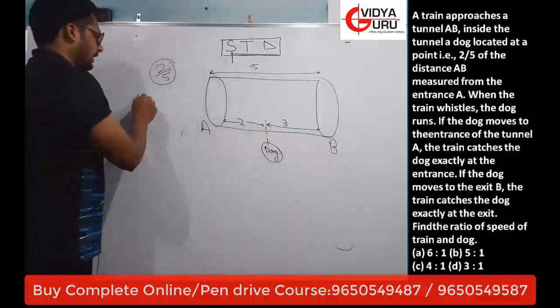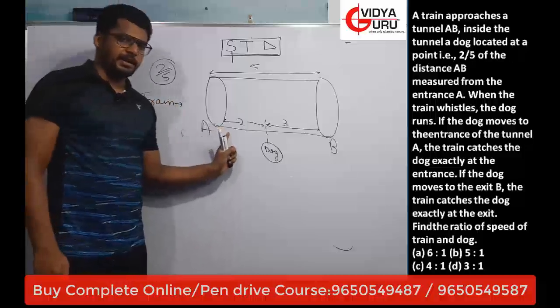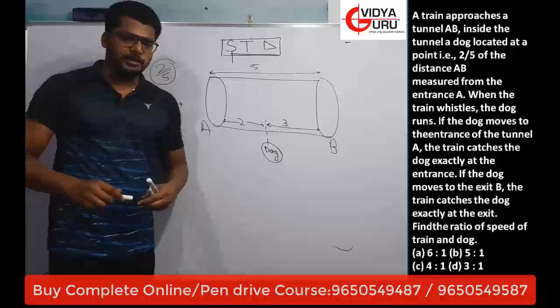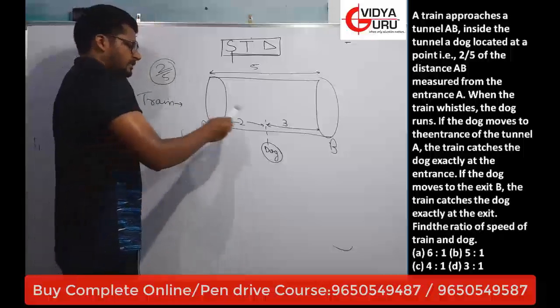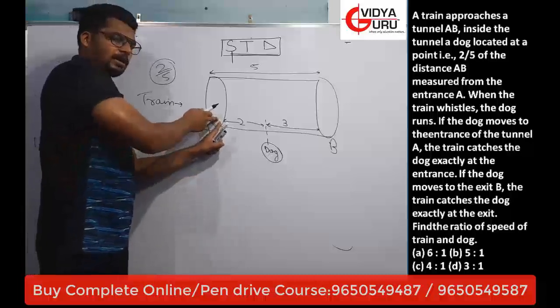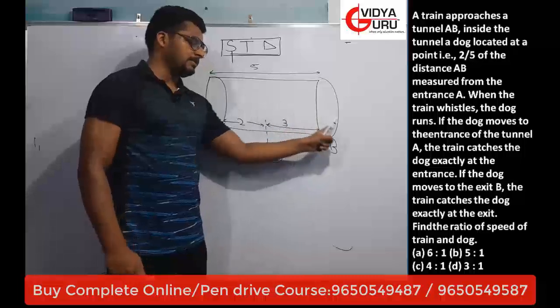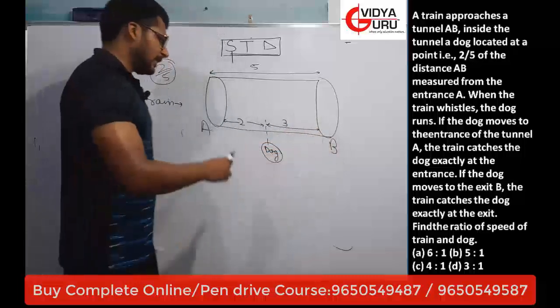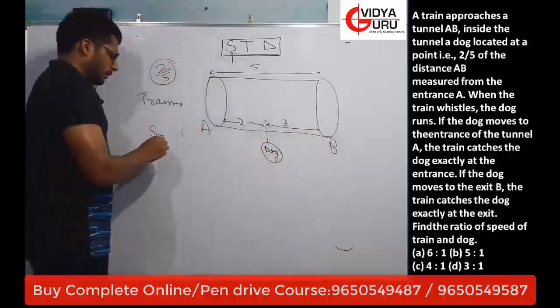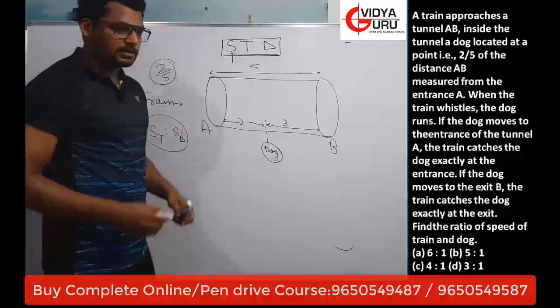The question is saying a train is approaching. It has not yet reached A. It is approaching towards A. The train whistles. If the dog runs towards A, he gets caught exactly at A. If he runs towards B, the train catches him exactly at B. Then what is the ratio of speed of train to dog? The ratio of speed is asked.